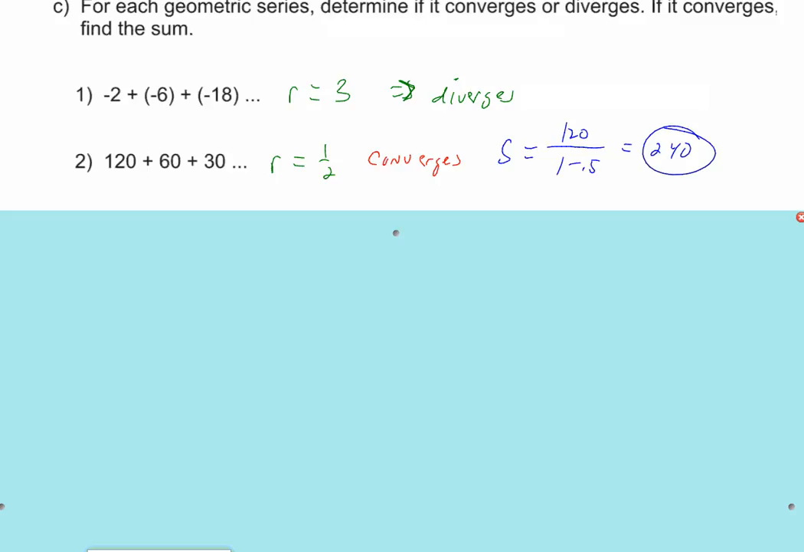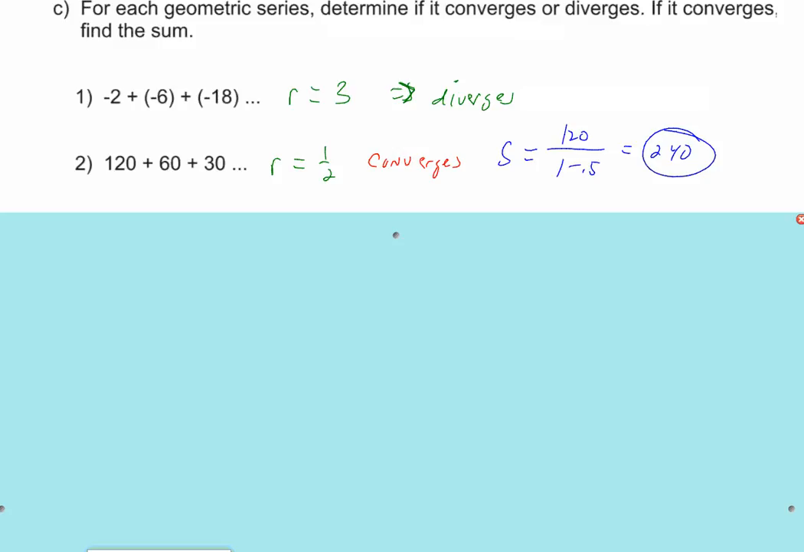Think about what we've got here. We've got 120 plus 60 is 180, plus 30 is 210, plus 15 is 225, plus 7.5 is 232.5, and then my brain doesn't want to do them anymore. 232.5, and at that point we're at 7.5. Then the next one's half of 7.5, right? 3 point whatever. Then the next one's half of 3 point whatever, 1 point whatever.